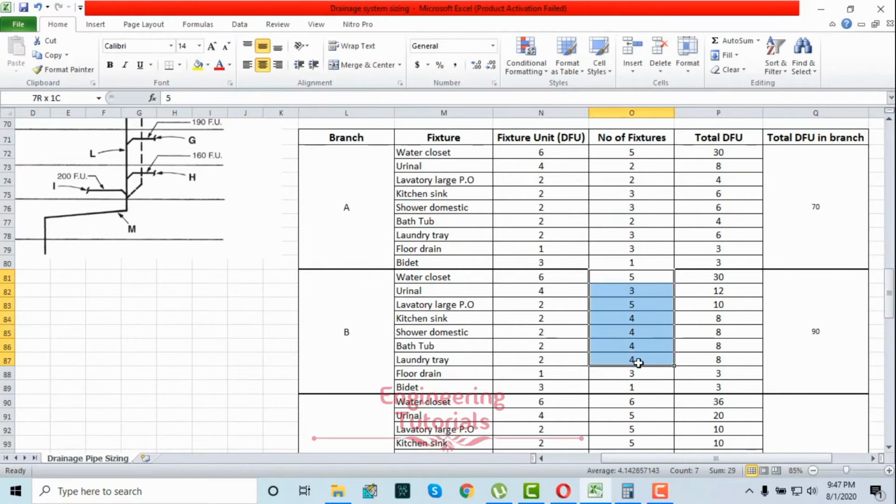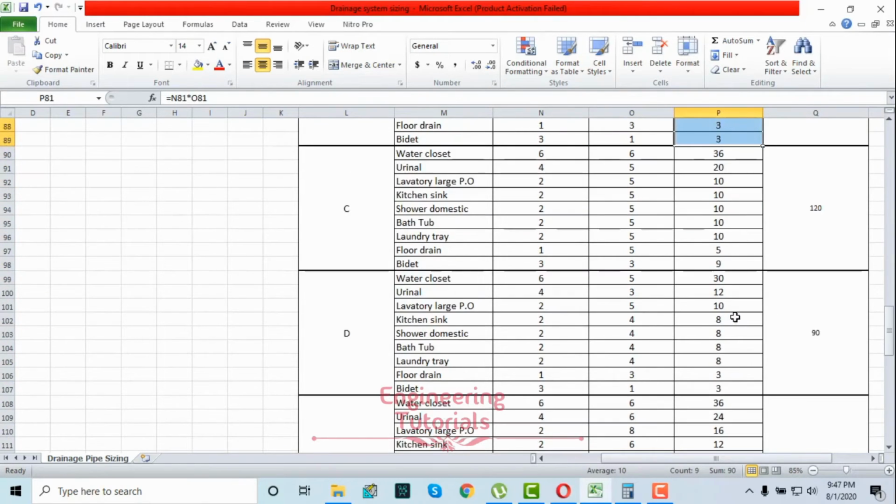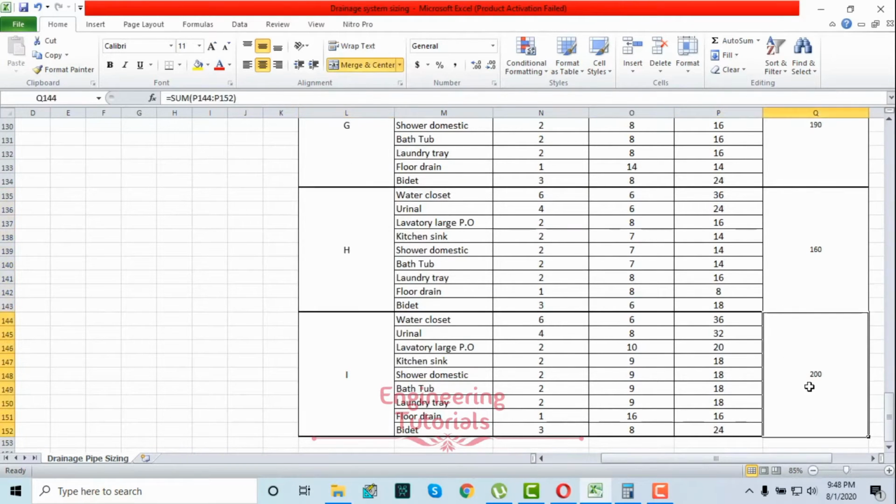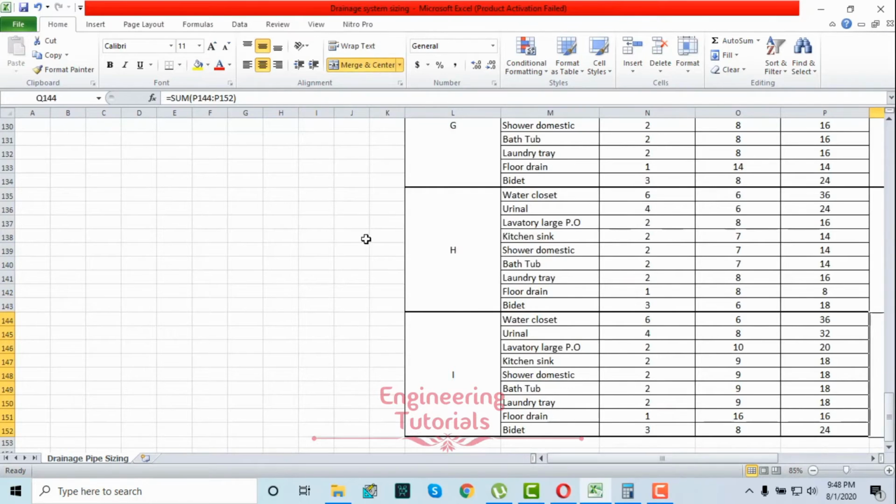In the same way, you have to write the drainage fixture unit values over here in this column for branch B, by seeing which fixtures are connected to branch B. Write the fixture unit values here and multiply with the number of fixtures to get the total drainage fixture unit value. This is how you have to do it for all branches, that is A, B, C, D, E, F, G, H and I, up till here.